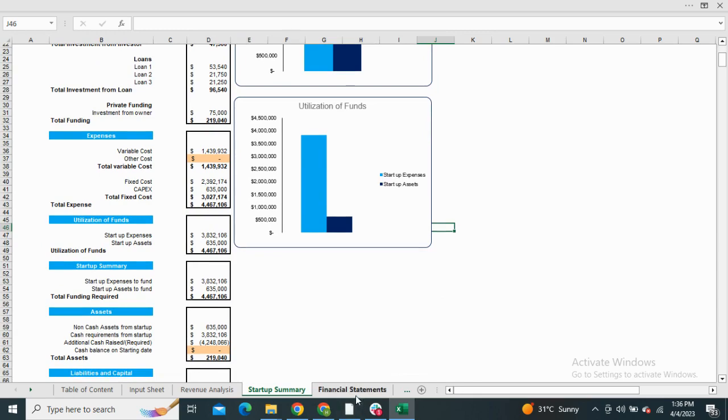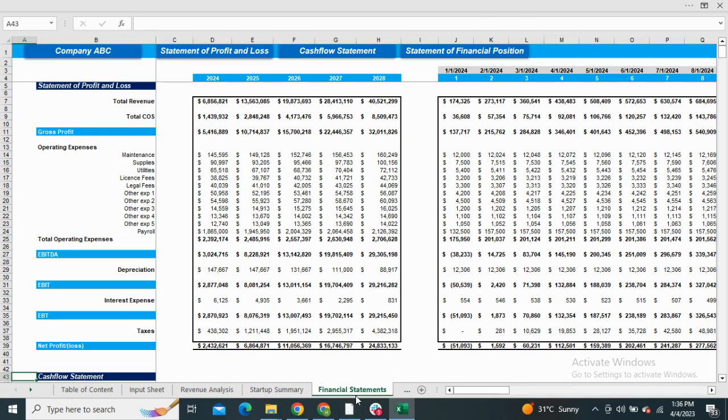Moving on to the financial statements. So first we have the statement of profit and loss. It mentions revenue, cost of services, operating expenses, and net income before and after taxes.